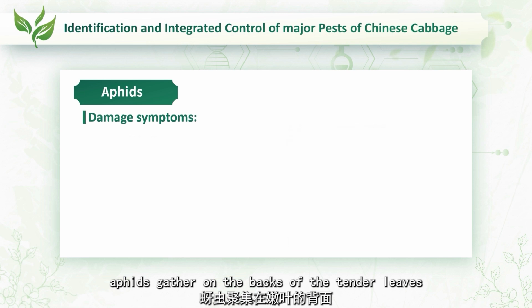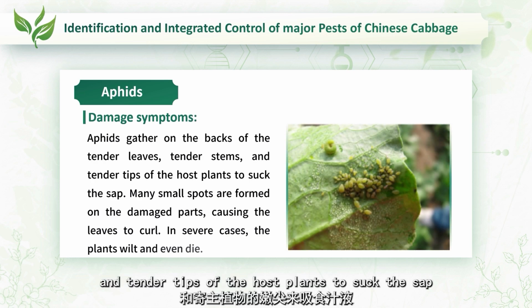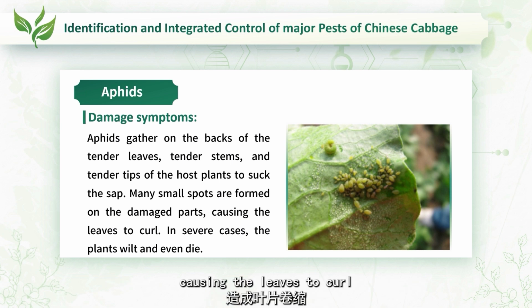Aphids gather on the backs of the tender leaves, tender stems, and tender tips of the host plants to suck the sap. Many small spots are formed on the damaged parts, causing the leaves to curl. In severe cases, the plants wilt and even die.